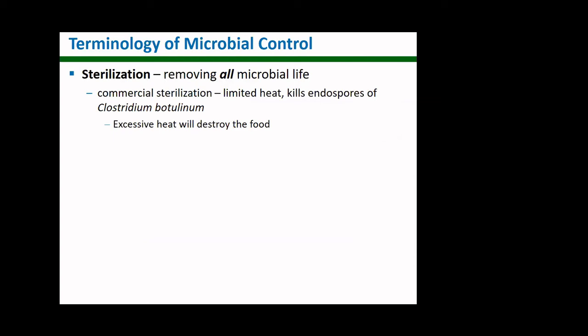The goal of sterilization is to kill all of the microbes and their endospores, because remember, endospores are more hardy and more resistant to killing. And so, especially with food, Clostridium botulinum is a bacteria that makes botulism toxin, which is really prevalent in food poisoning. So it's important to prevent that bacteria from getting into food.